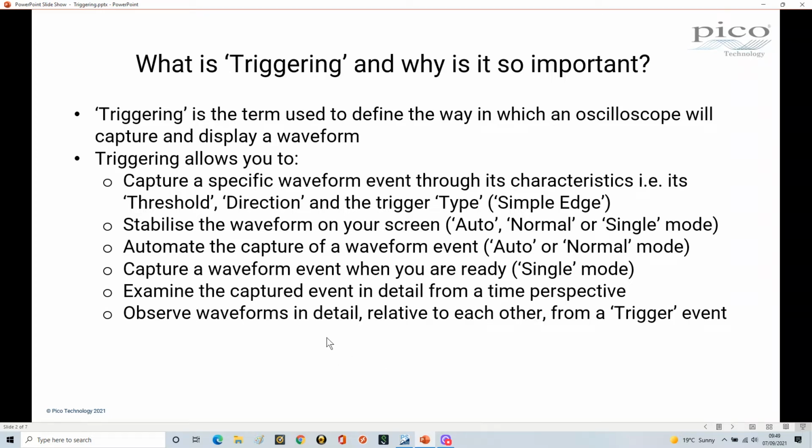And observe waveforms in detail relative to each other. Now, this is really important if you're looking at phase relationships, whether it be analog or digital. So if you've got a trigger event on one channel, you can observe a signal relative to another channel. And that's really important when you're trying to set up things like quadrature encoding, which some of you may not know what that is. But it's about digital waveforms in phase relationship with each other. And it's really important to be able to analyze these to set systems up.